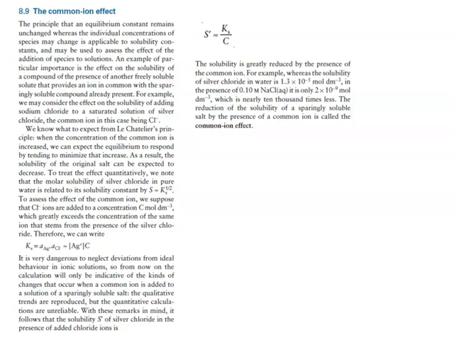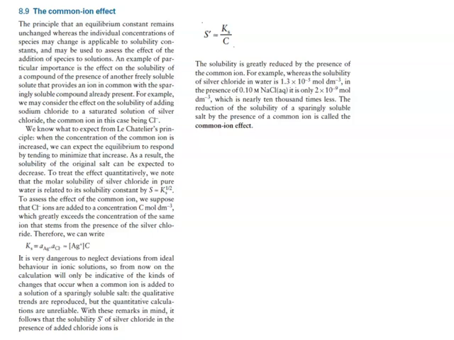For example, we may consider the effect on solubility of adding sodium chloride to a saturated solution of silver chloride, the common ion in this case being chloride. We know what to expect from Le Chatelier's principle. When the concentration of the common ion is increased, we can expect the equilibrium to respond by tending to minimize that increase. As a result, the solubility of the original salt can be expected to decrease.